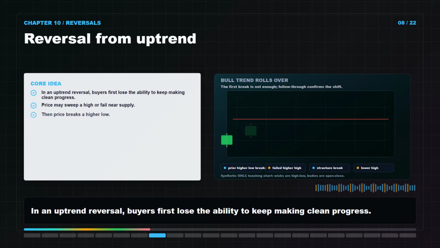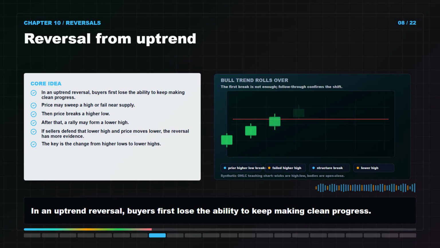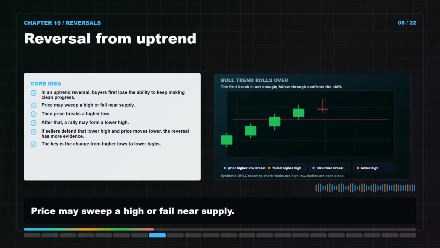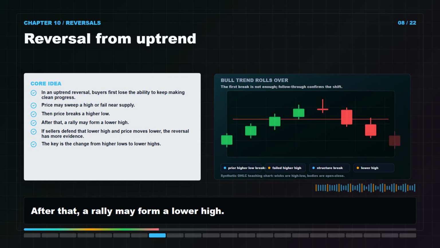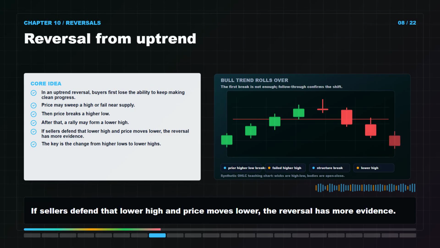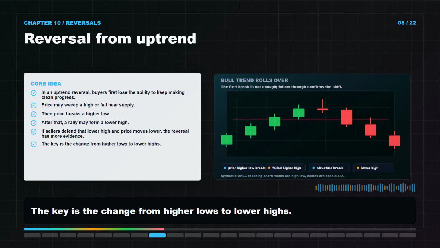In an uptrend reversal, buyers first lose the ability to keep making clean progress. Price may sweep a high or fail near supply. Then price breaks a higher low. After that, a rally may form a lower high. If sellers defend that lower high and price moves lower, the reversal has more evidence. The key is the change from higher lows to lower highs.